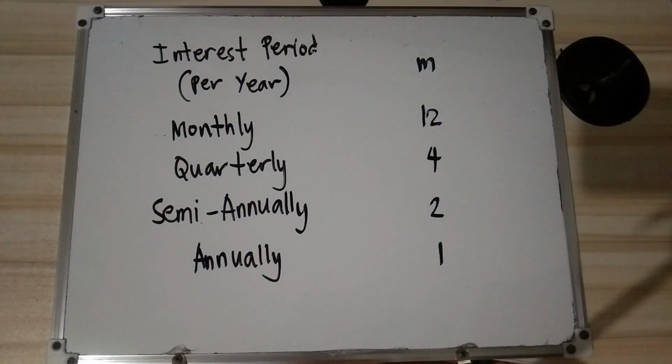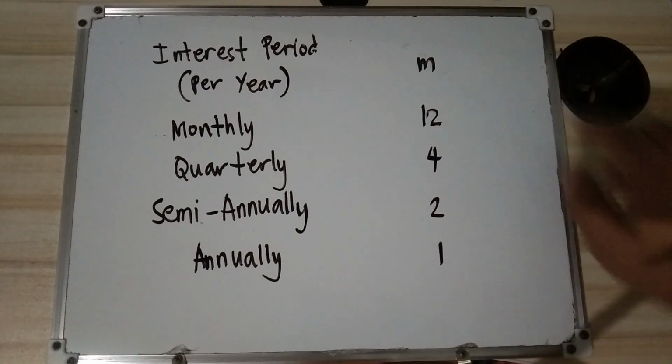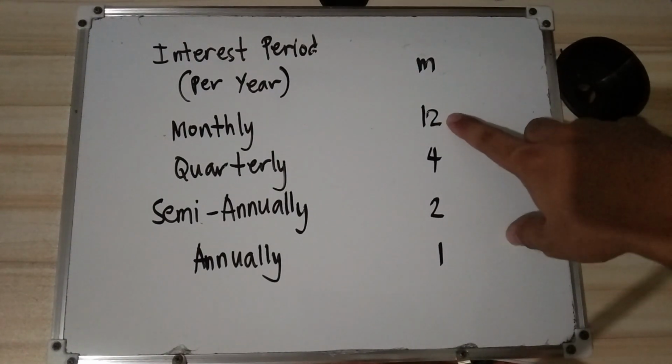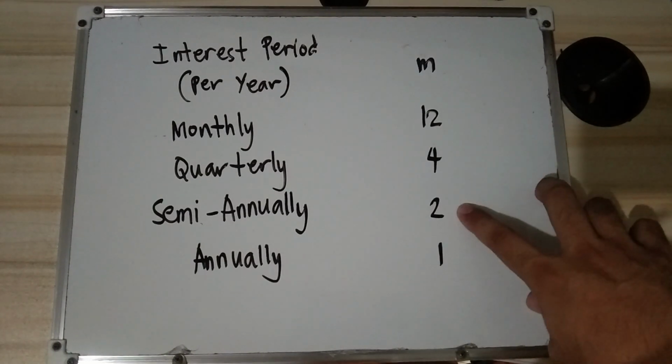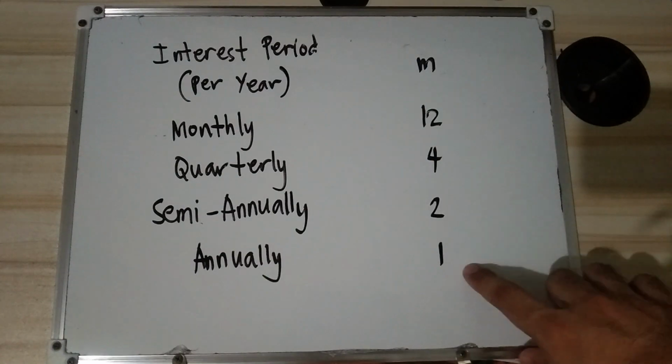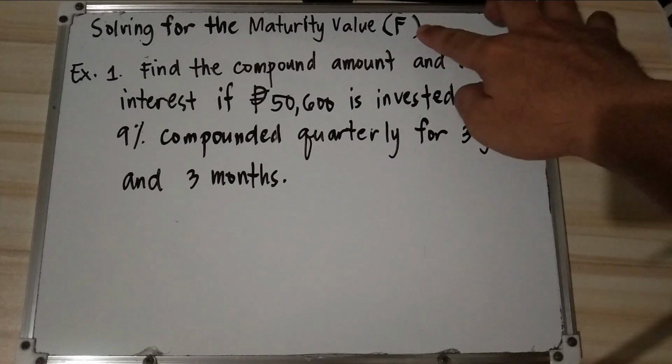So to find the interest, we have the formula I is equal to F minus P, or maturity or compound amount minus principal. So we have interest periods per year, and that is M, for the value of M. We have monthly, which is 12, quarterly, 4, semi-annually, 2, annually, 1. Okay, example, dito muna tayo sa solving for the maturity value, o yung F, yung hinahanap.